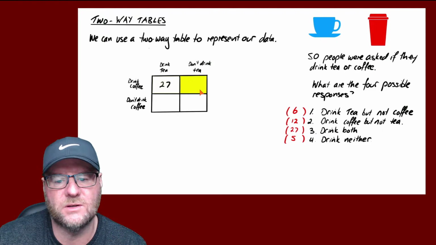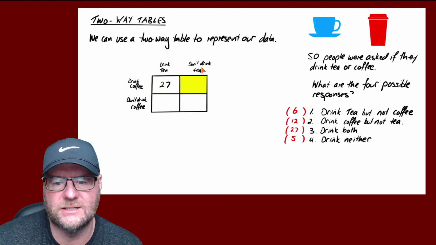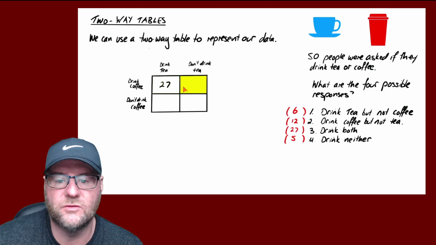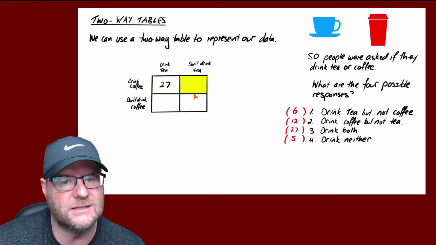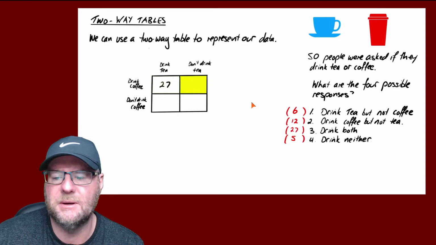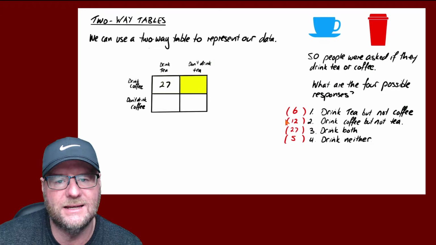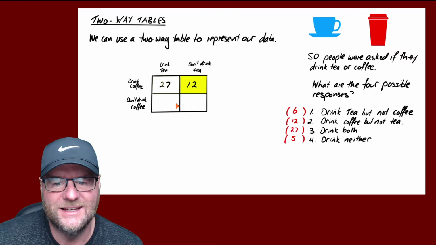Let's go to the next box, this one here. Don't drink tea. Okay, because it's in the don't drink tea column, but it's also in the drink coffee row. So they don't drink tea, but they do drink coffee. This is the intersection of those two things. How many people drink coffee but not tea? Having a look here, it's this row in my data. There's 12 people. Let's go to the next one.